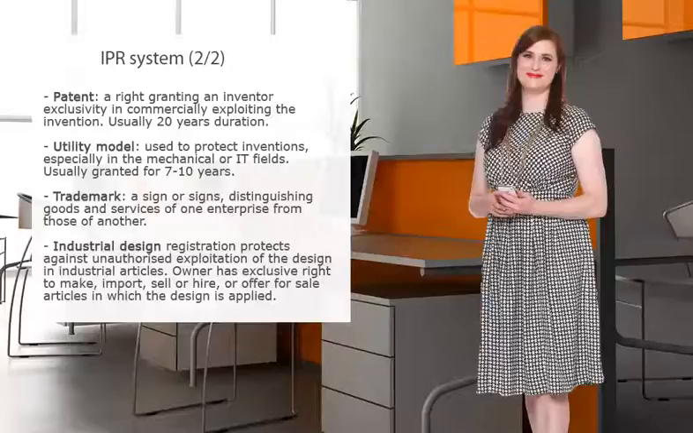Utility model. Utility models are used to protect inventions, especially in the mechanical and IT field. They are sought for technically less complex inventions or for inventions that have a short commercial life. This right is not available in all countries. Examples of countries with this right are China, Germany, and Finland. The protection is usually granted for 7 to 10 years.